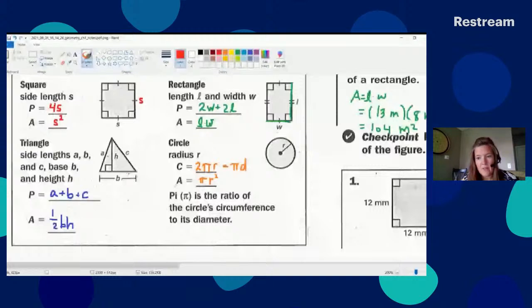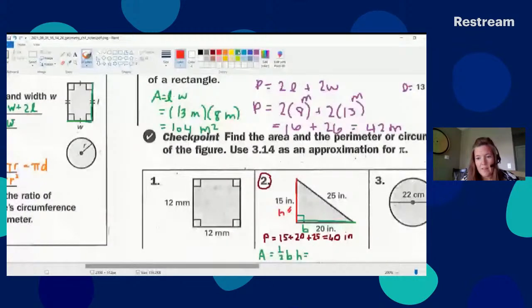All right, so let's finish this one up. So we've got 1/2 base times height. So we've got 1/2 times 20 times 15. Okay. So if I multiply that out, I'm going to get 150 inches squared because I have 20 times 15. So that's inches times inches, which will give me inches squared.